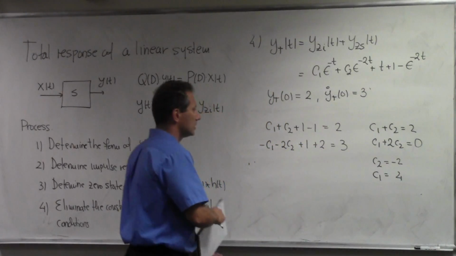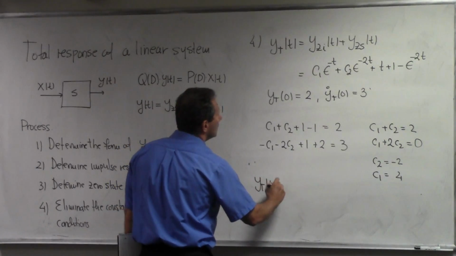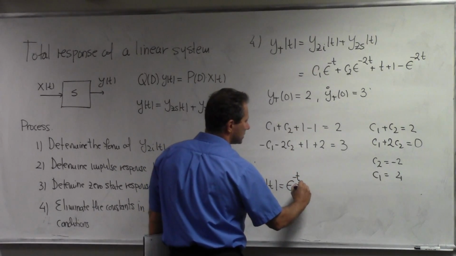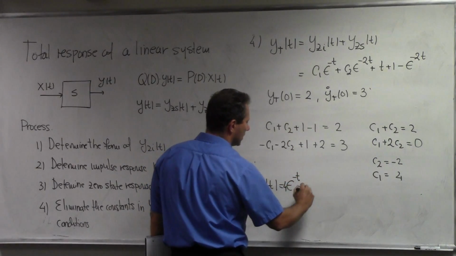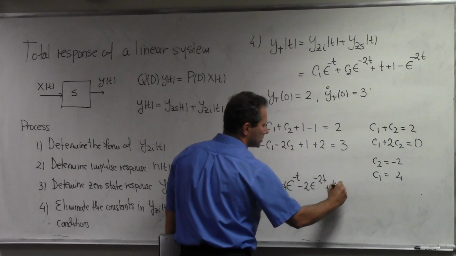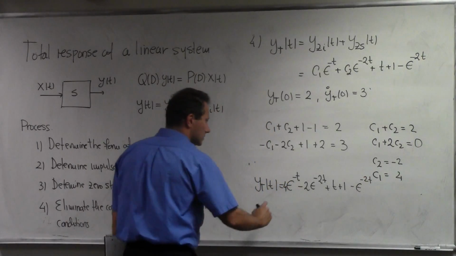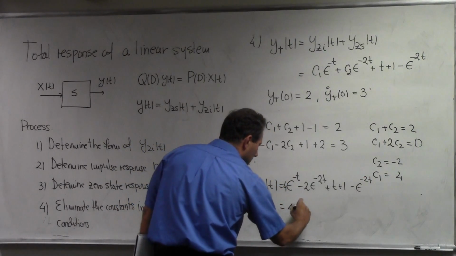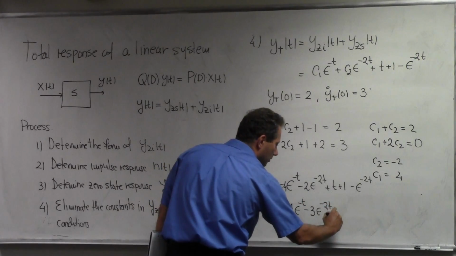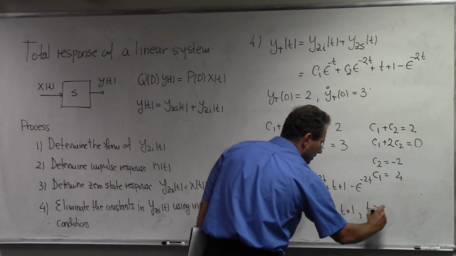Right. So these are the constants, and we finally get y of t equal to C1, so this is e to the minus t, plus C2, which is 4, e to the minus t, minus 2 e to the minus 2t, plus t plus 1, and minus e to the minus 2t. So we get 4 e to the minus t, minus 3 e to the minus 2t, plus t plus 1. And then this is true for t greater than 0.